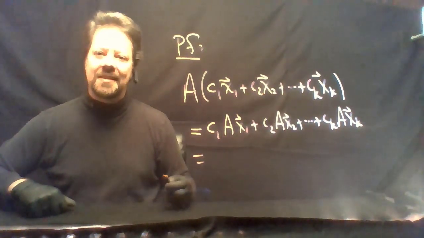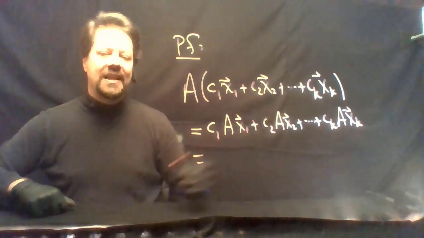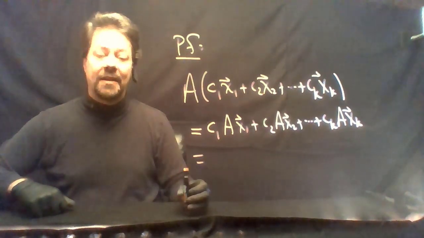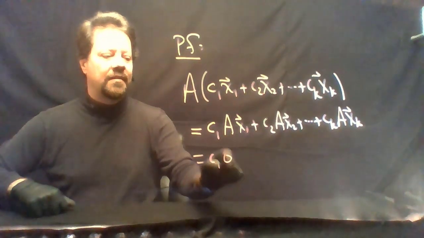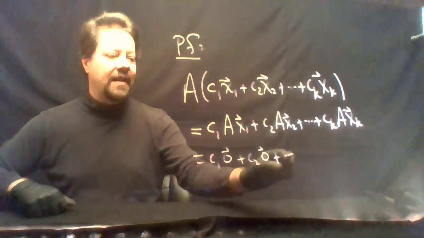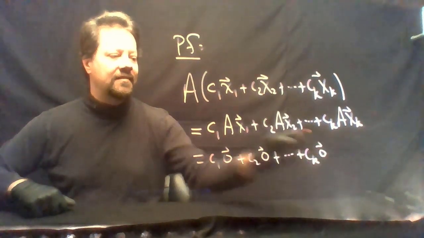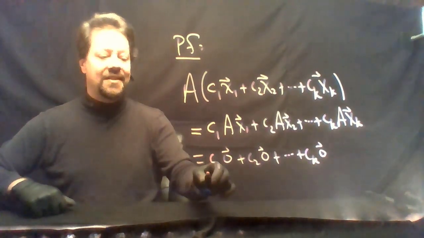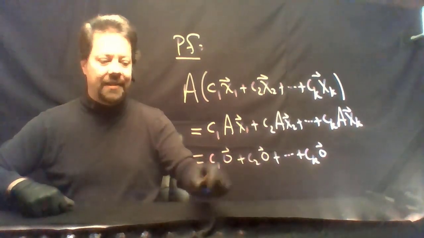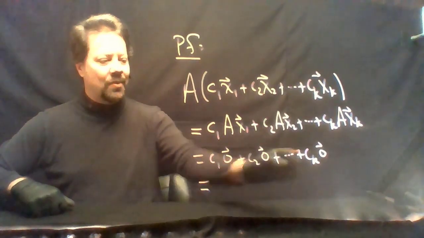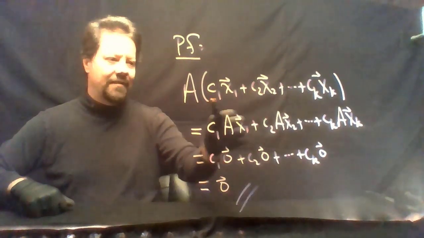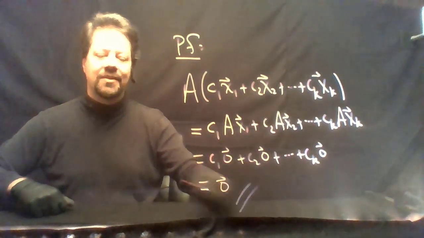In the hypothesis of this problem, x1 through xk were homogeneous solutions. That means that A times x1 is the zero vector, and A times x2 is also the zero vector, and on down the line. When you rescale the zero vector, you get the zero vector, and when you add the zero vector to something, you get the other thing. So the total is going to be 0, and that completes the proof that linear combinations of homogeneous solutions are homogeneous solutions.